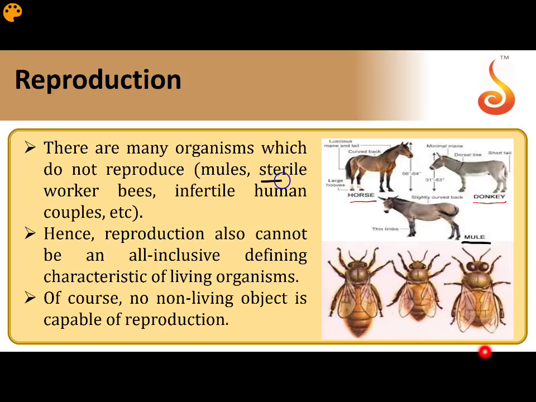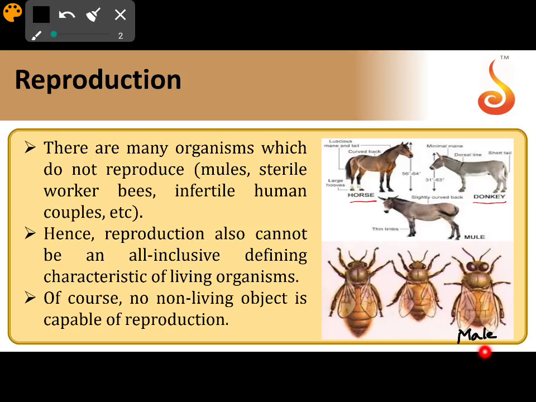The next example is sterile worker bees. Now, in this picture you can see this is the queen bee, which is a female and fertile. This is a male bee. The next thing we are understanding is in terms of male honeybees. They are very much fertile here. But what are these? These are worker bees. These are female but sterile.